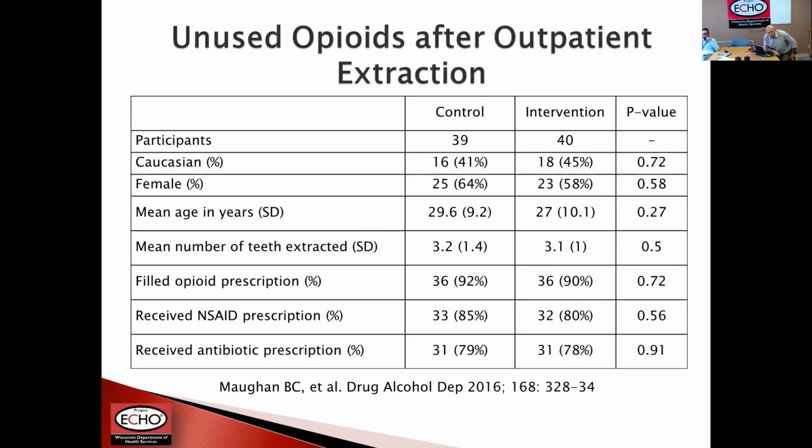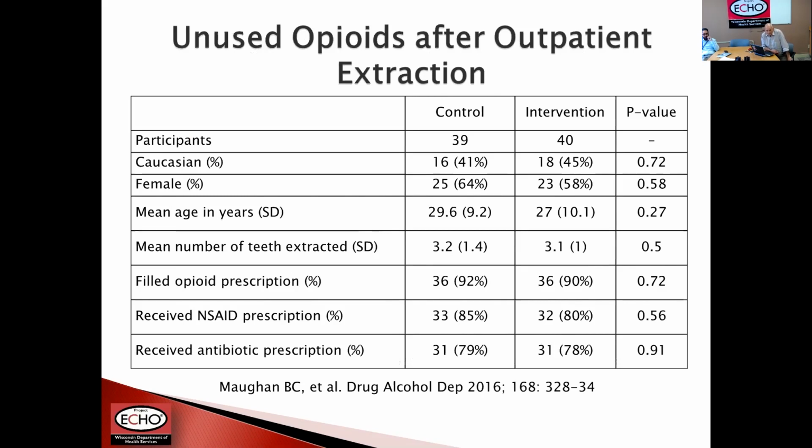When you look at a survey that was reported out about 2 years ago, they looked at the number of opioids that were left over after extraction. These next two slides are interesting to look at, because it raises the question: how many doses of an opioid, and most of these, frankly, are going to be something like hydrocodone and acetaminophen combinations?